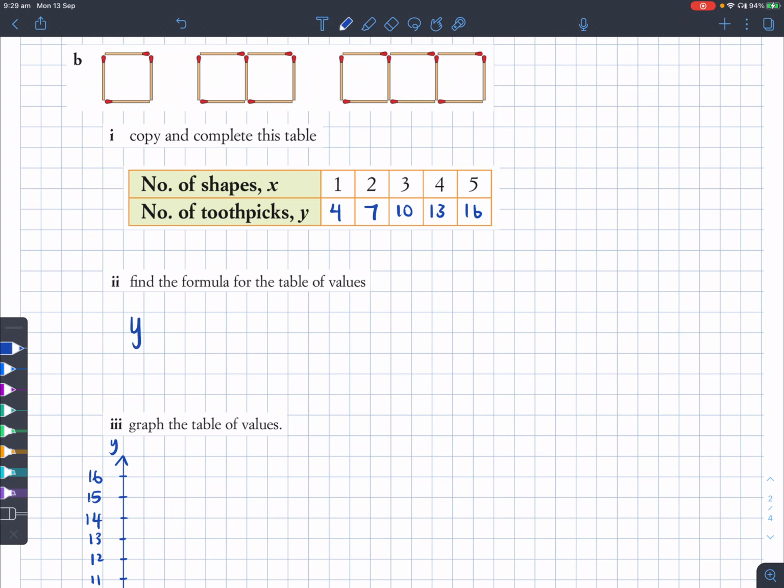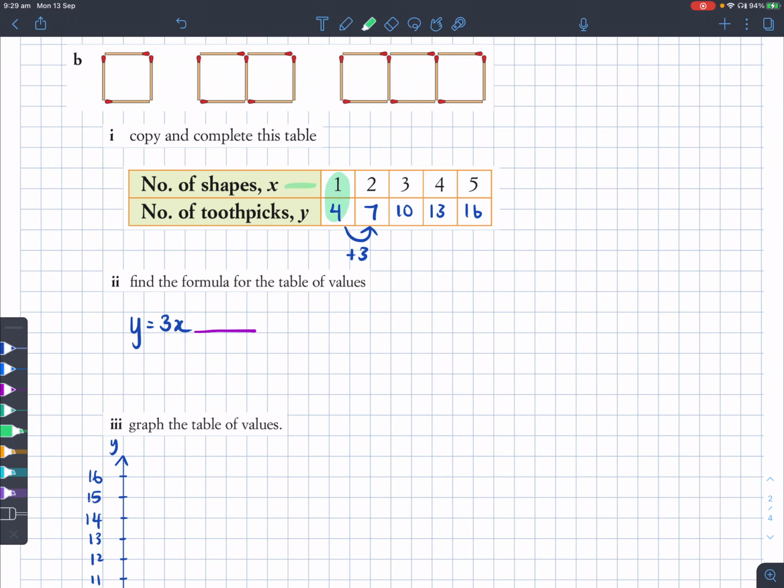So we write y equals, so that comes from the letter of the second row. The number that it goes up by, which is plus 3, is going to be that first number that you write before writing x, which is the letter on the first row. Now, this has to be plus or minus something. Okay, so we're going to test it out now, using the first pair of values here.